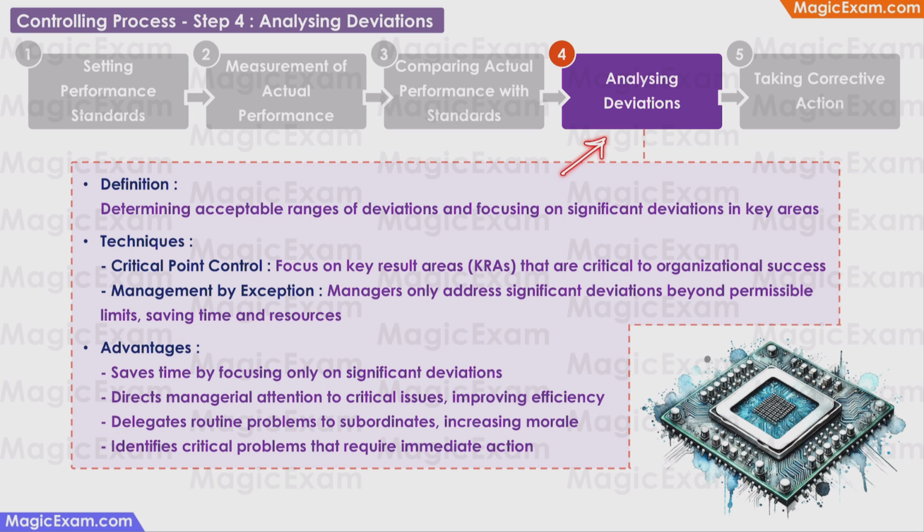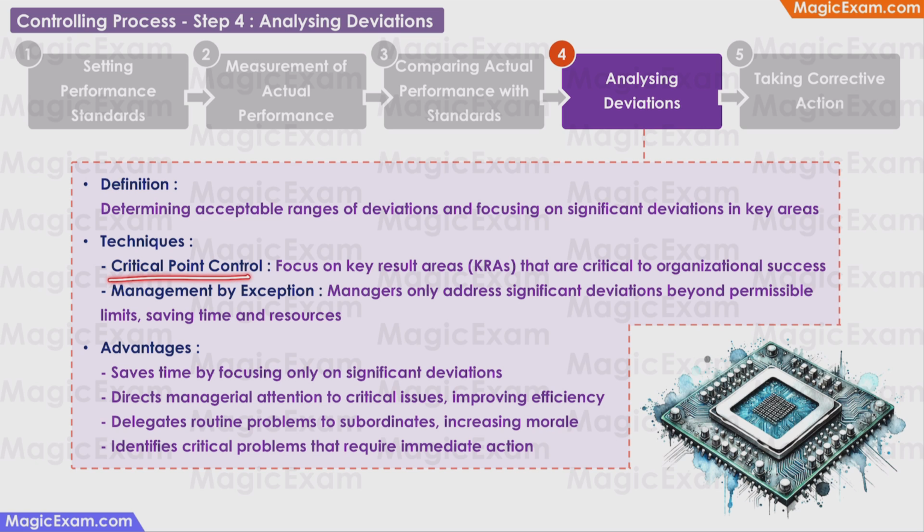The definition of this step, analyzing deviations, is determining acceptable ranges of deviations and focusing on significant deviations in key areas. Now we know how to decide an acceptable or normal range of deviations and how to focus on significant deviations, both positive or beneficial and negative deviations. This definition also talks about focusing on key areas. There are two techniques mentioned here in the textbook.